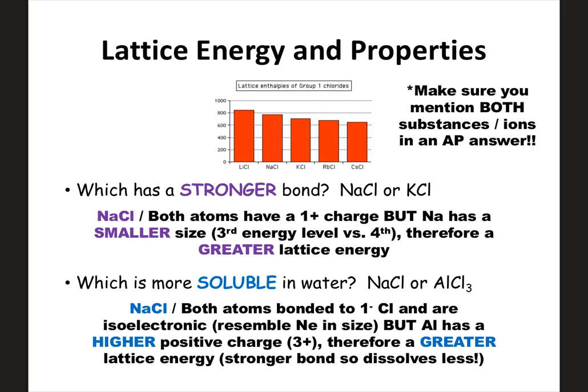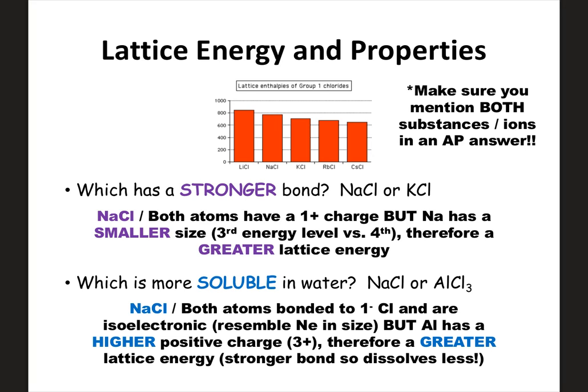So here are your answers for these two questions. Let's look at the first one. We want to know which has a stronger bond. NaCl would have a stronger bond. The reason is, first, both of these substances have a 1 plus combined with a 1 minus. I didn't mention the 1 minus here, but in an AP answer, you would definitely want to mention that both substances have chlorine 1 minus in them, and both substances have a 1 plus cation, sodium 1 plus and potassium 1 plus. So it's not the charge that's important here, but sodium has a smaller size than potassium.